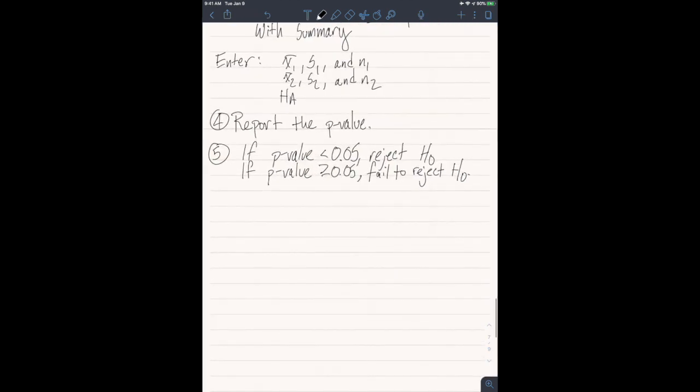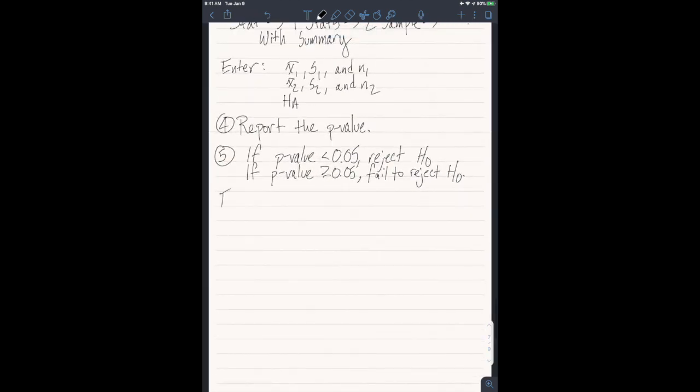So let's go through an actual example of testing two means at the same time. Since we did one example with the proportions, let me just find a good one. All right, so I'm going to do an example about driving to work.